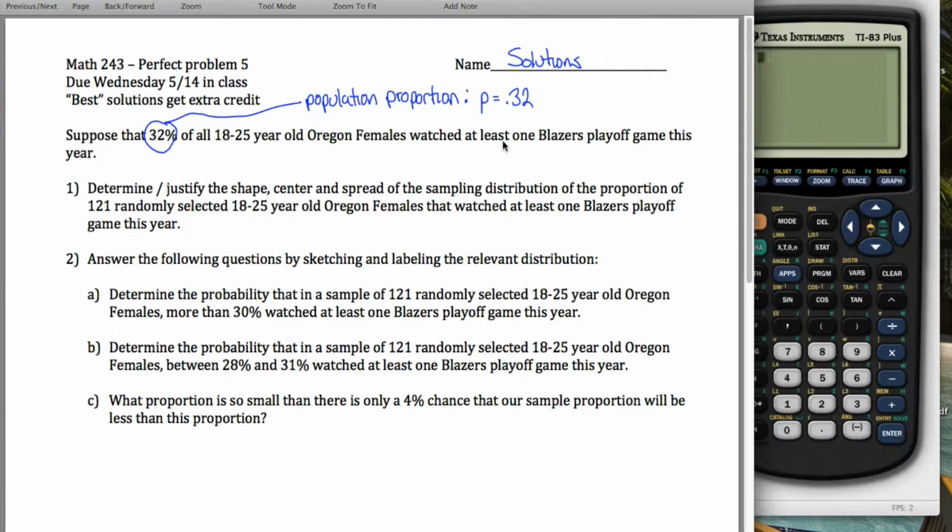Let's read through the rest of it. First, it says determine/justify the shape, center, and spread of the sampling distribution of the proportion of 121 randomly selected people from this population. So from the population, I'm going to randomly select 121 of them. That'll be my sample size, and for that, we use the letter N. So in this case, N is equal to 121. And it turns out with these two pieces of information, you know everything you need to know about our distribution.